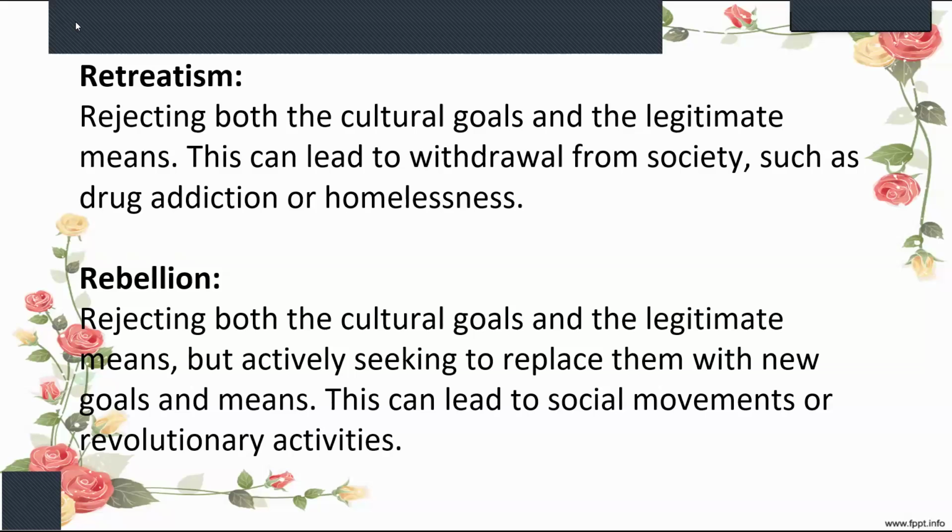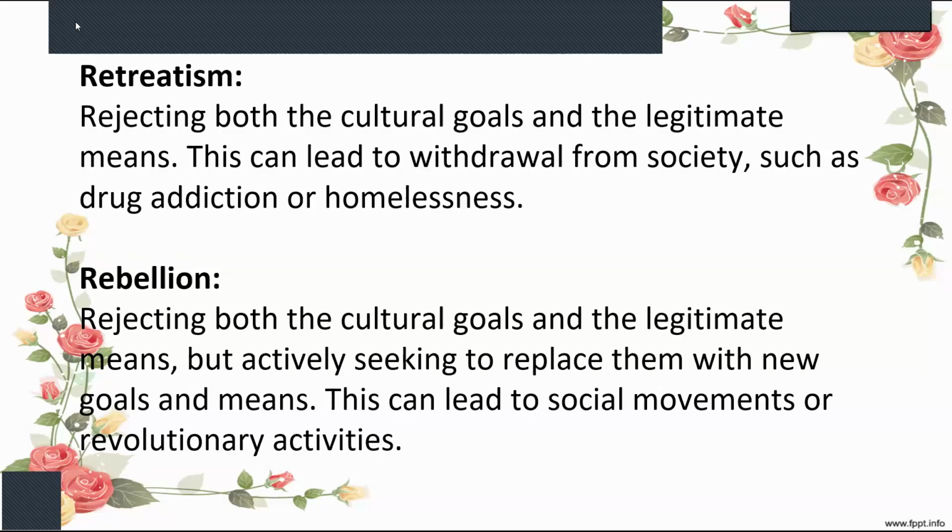Here you can see retreatism. You know the meaning of retreat. Under this condition, both cultural goals and legitimate means are rejected. So they don't have cultural goals, and at the same time, they don't follow legal methods. Such people withdraw themselves from society.